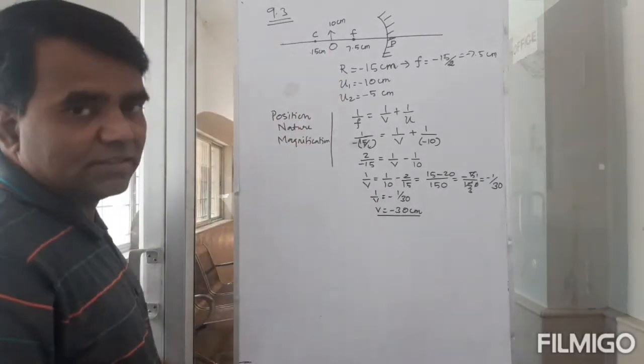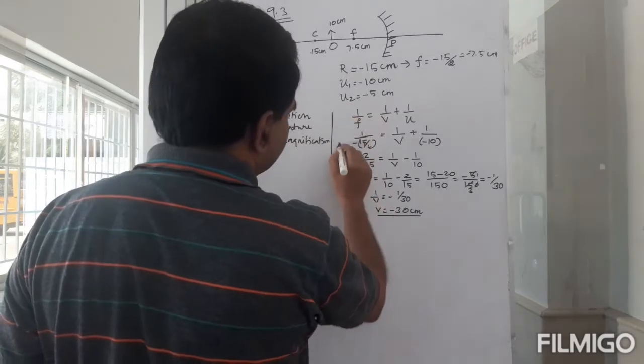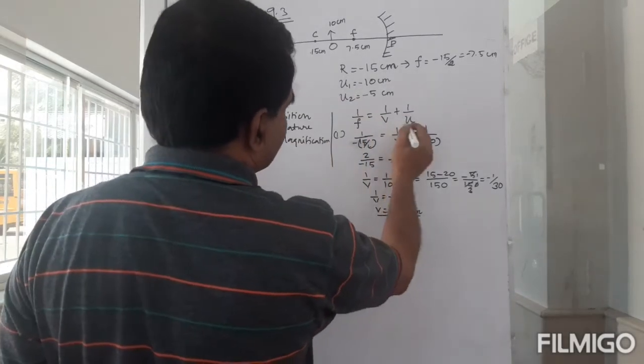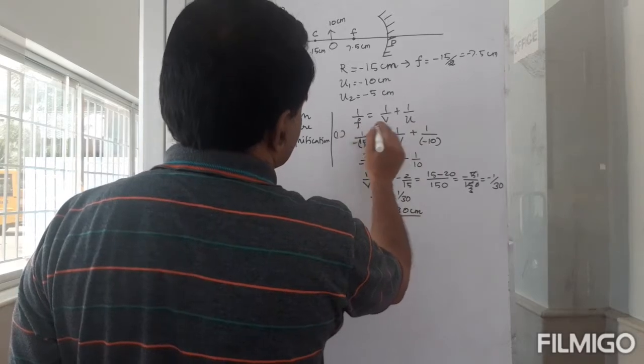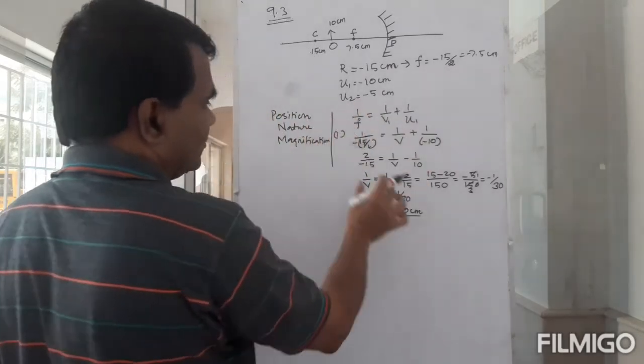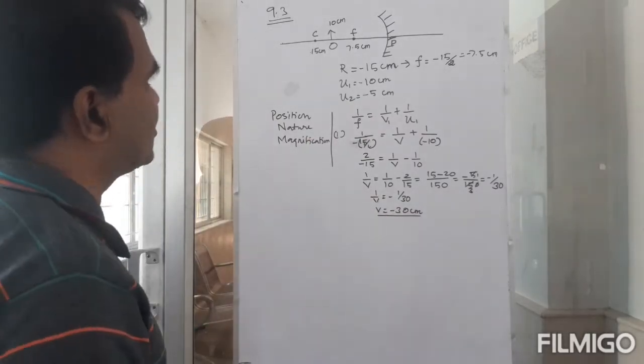So v is equal to minus 30 centimeters. So the position in the first case, case 1, with f, v1, u1, should give you this. So position is this. What is the nature?